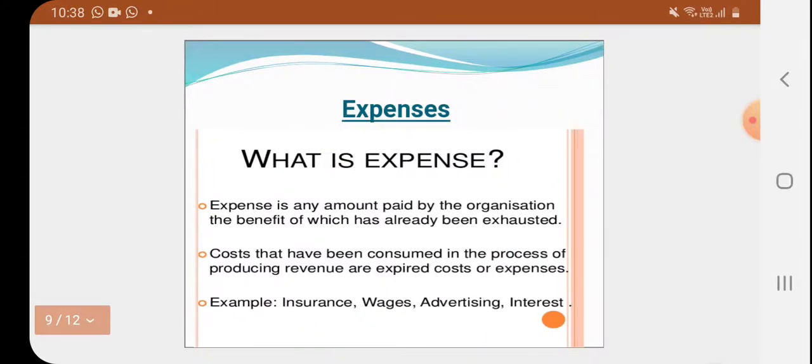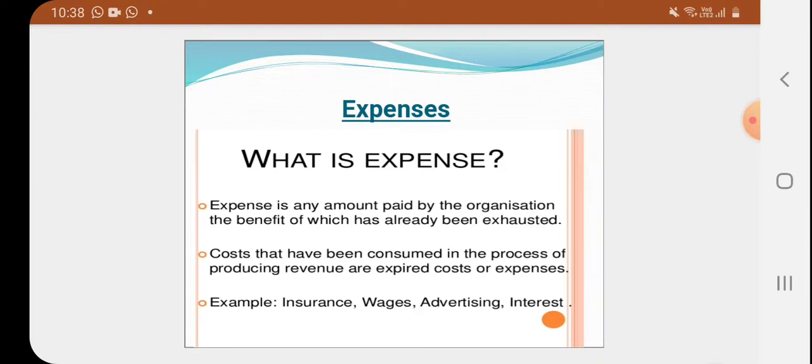Third term is expenses. What is expense? Expense is any amount paid by the organization during the business activities, the benefit of which has already been exhausted. So basically, costs that have been consumed in the process of producing revenue are expired costs or expenses. The cost which has been consumed in the process of producing something, that is the expense.